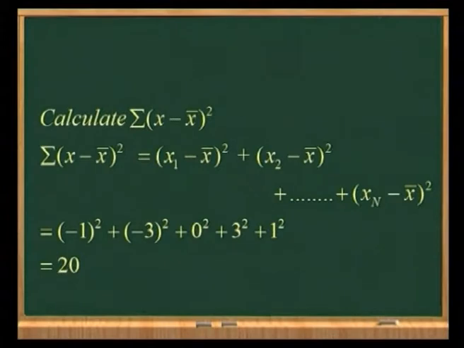Step 3. Calculate sigma (x minus x bar) the whole squared. That is equal to (x1 minus x bar) the whole squared plus (x2 minus x bar) the whole squared and so on. That is (minus 1) the whole squared plus (minus 3) the whole squared plus 0 the whole squared plus 3 the whole squared plus 1 the whole squared. That equals 20. Sigma (x minus x bar) the whole squared is equal to 20.